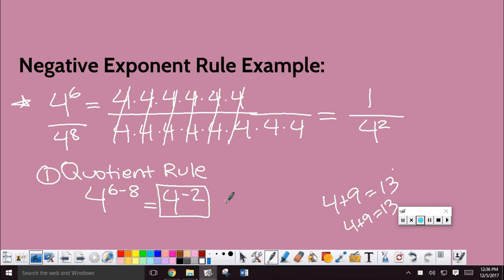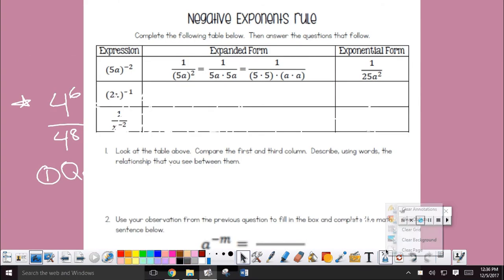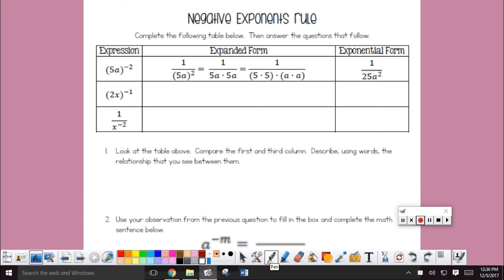Okay? So, that's where this comes into play. This is what's called the negative exponent rule. What this states is that the value or the term or the thing that's attached to a negative exponent is going to get flipped. So, in this case, I want you to look at this first example. What is attached to the negative exponent in this problem?